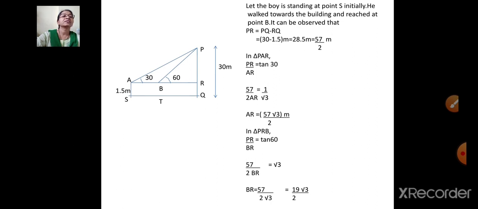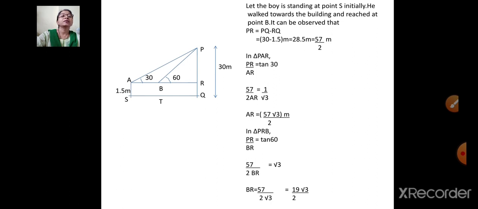28.5 meters. Convert that decimal into a fraction. So that is 285 divided by 10. Simplify it. You will get 57 upon 2 meters. So this is the value of PR. Understood? Now you consider triangle PAR.